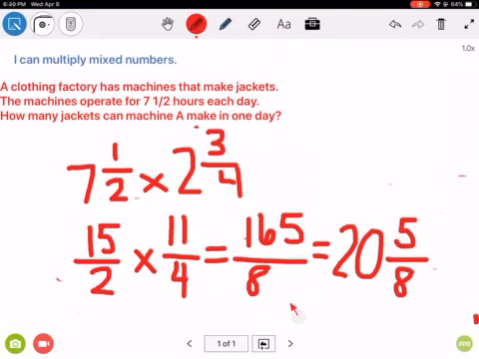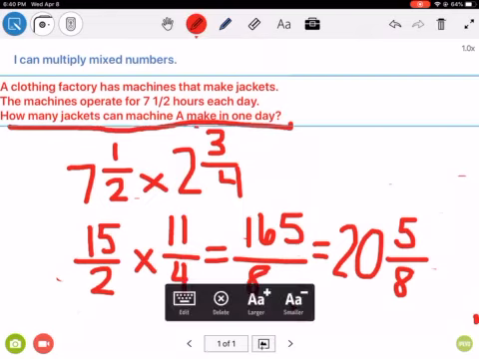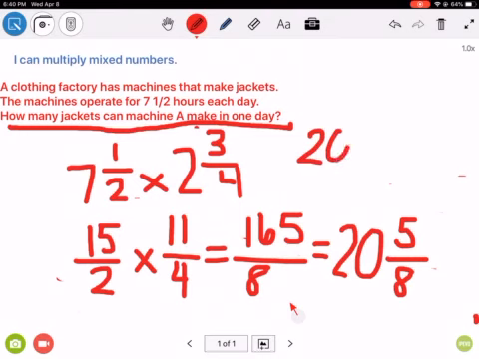So the answer to our question, how many jackets can machine A make in one day? Machine A can make 20 jackets each day, because we can't have 5/8 of a jacket. So 20 jackets is going to be our answer. So our first way, our answer was 20 5/8, and our second way was 20 5/8. So you guys can choose whichever method works for you when you're multiplying mixed numbers.